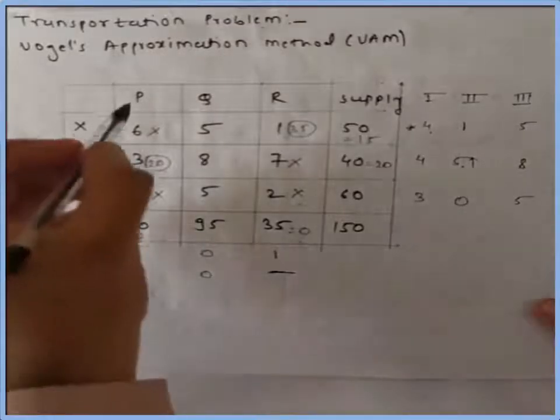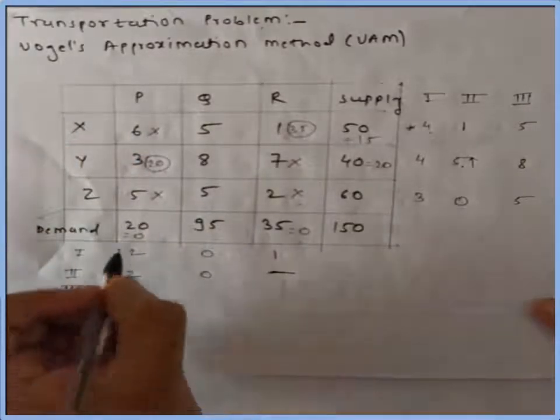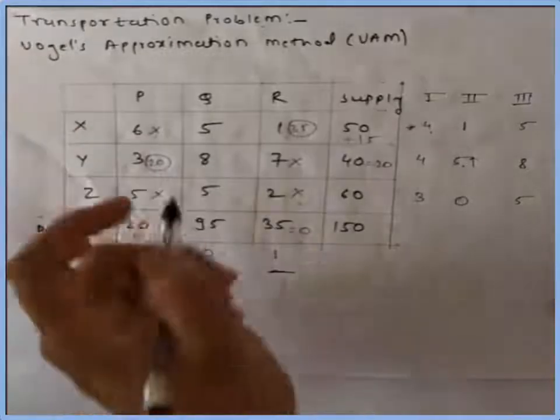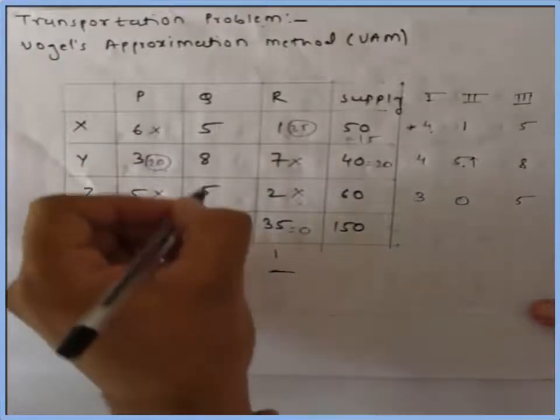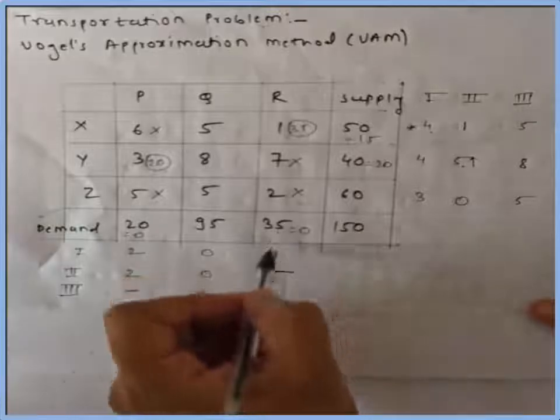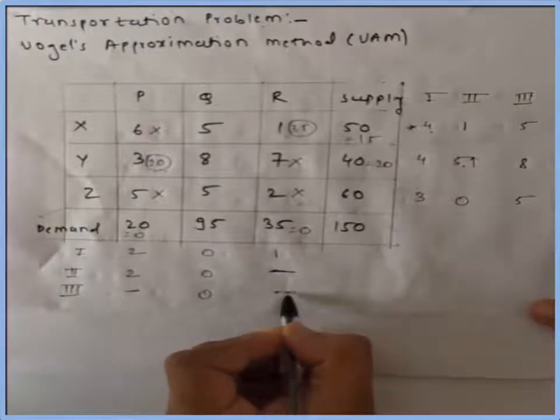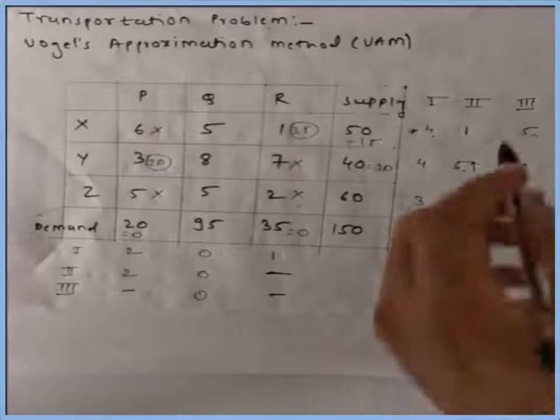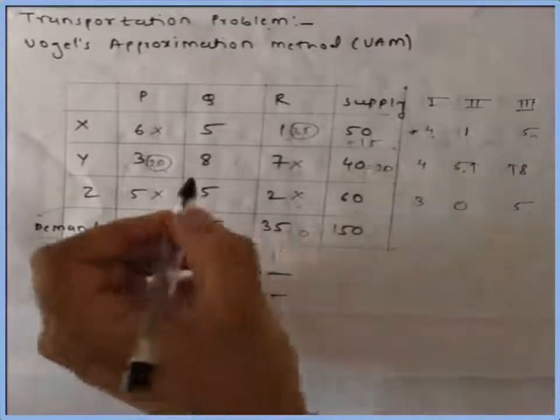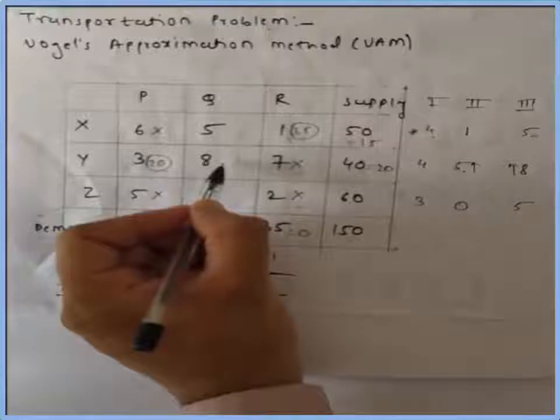For column penalty, we will not calculate the penalty for first column because demand is 0. For this column, penalty is 0, 5 minus 5. And again for this third column, we will not calculate the penalty because the demand is 0. Now for the round 3, highest penalty is 8 and the lowest remaining number is 8.